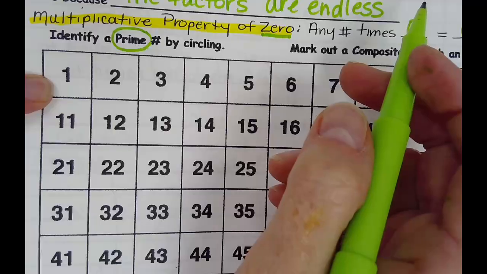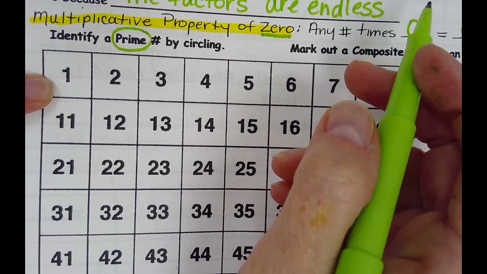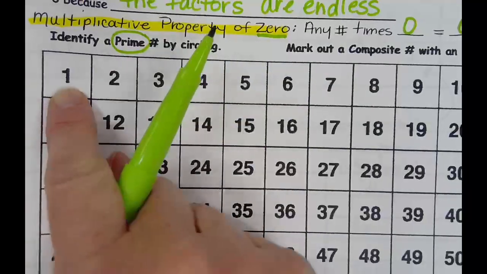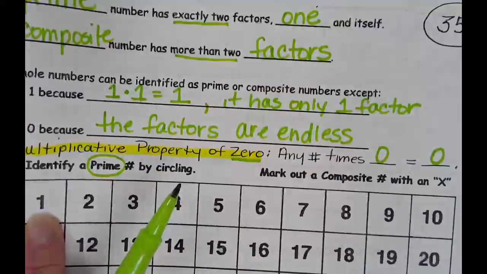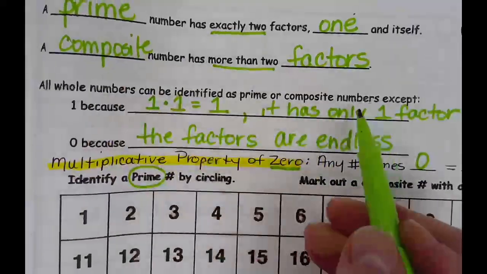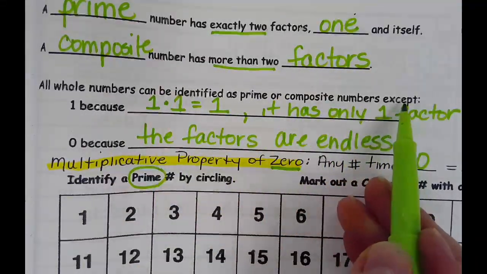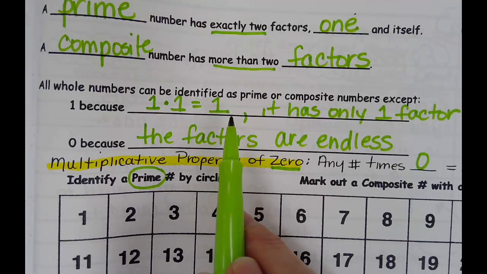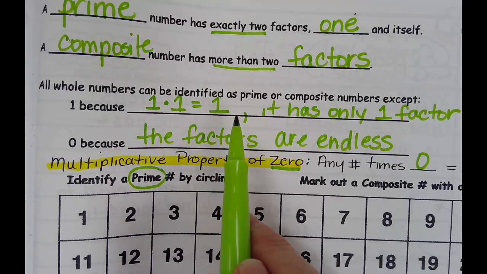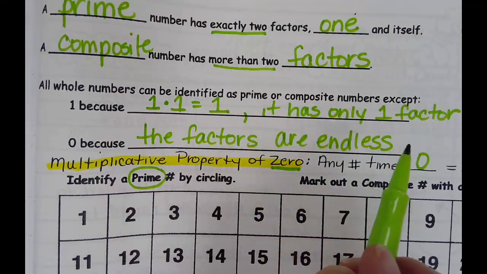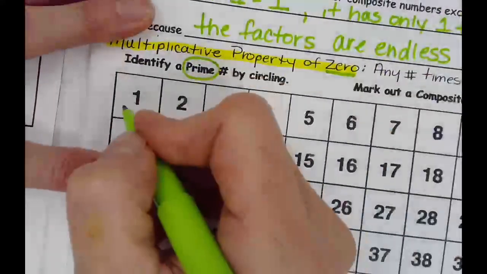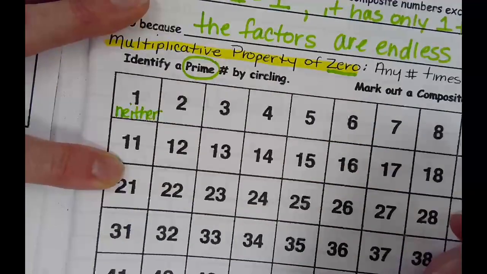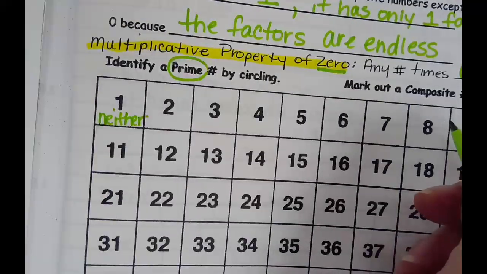Is 1 prime or composite? You're only going to put 2 staples in. So is 1 prime or composite? What do we say about 1? It's neither one because it has only one factor. So where it says 1, we're going to put neither. We are not going to mark it out. We are not going to circle it. It is neither one.